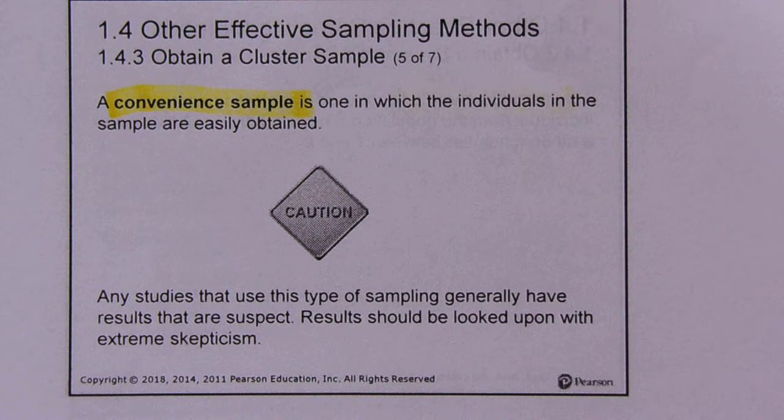Okay, so convenience sampling is easy and cheap, so people use it a lot, but there's a lot of bias in convenience sampling. So it's not very effective. Anytime you see a study that's done using a convenience sample, you should be suspect of the results. There's a time and place for it, because it is easy and cheap, but you just need to consider that it's not as effective.